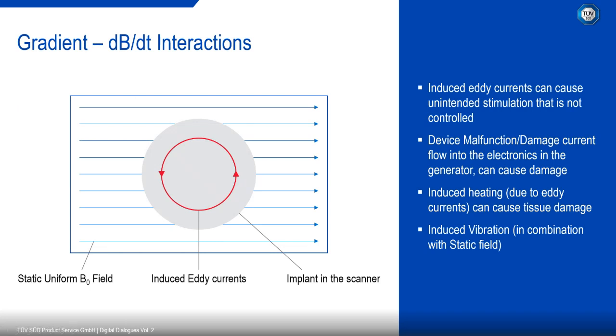Gradient field is indicated as dB per dt, and can cause unintended stimulation and device malfunction due to the induced eddy current. As shown in the image, exposing an implant which is in a uniform field with a high frequency electromagnetic field like the gradient field is the source of the induced eddy current. This is the main concern for active implantable medical devices. In addition, induced heating and induced vibration are also applicable to non-active implants like orthopedic and cardiovascular implants and could cause irreversible tissue damage.